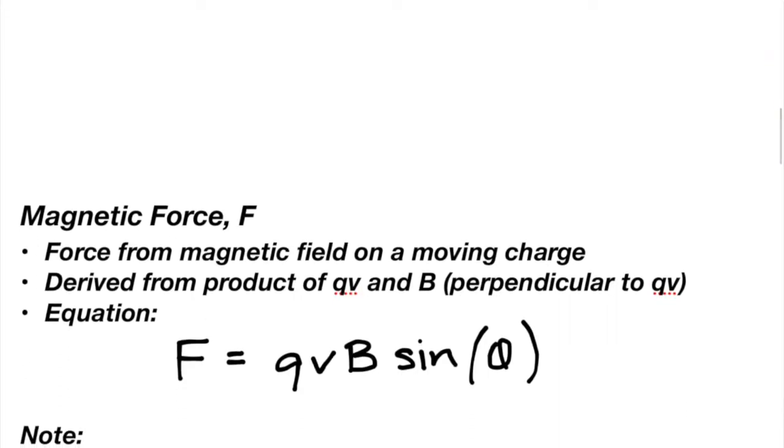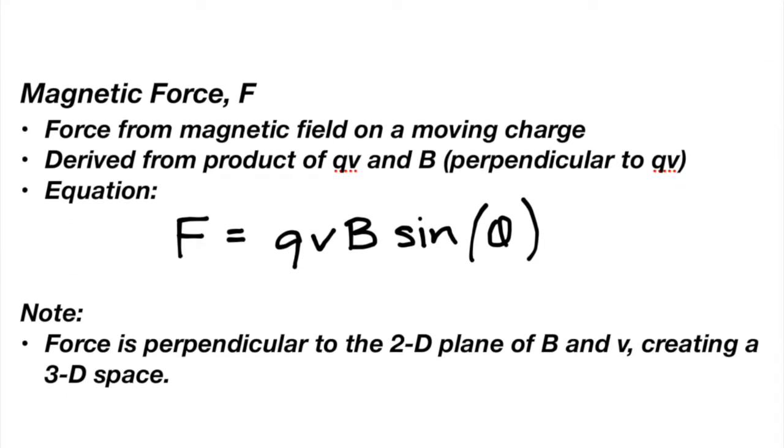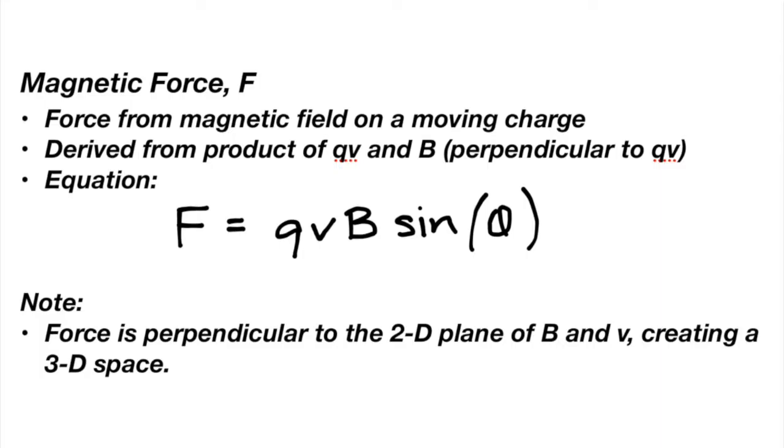So next we're going to talk about magnetic force, which is denoted by the letter F. So the force is derived from the product of Q and V, which is the moving charge, and B, the magnetic field that is perpendicular to QV. So the equation for force from a magnetic field on a moving charge is equal to Q times V times B times sine of theta, which is the angle or the direction of the moving charge.